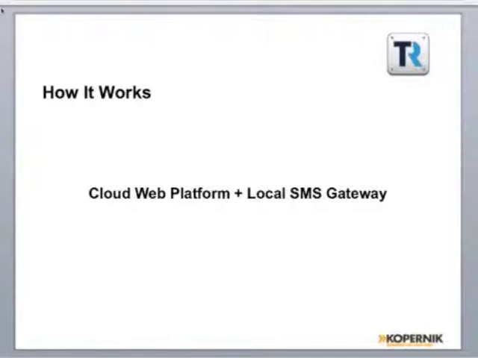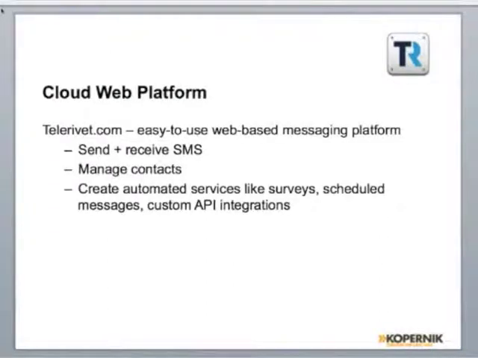Now, just a very brief introduction to how the technology works. There are two main components of the technology. One is the cloud-based web platform, which you've already seen the screenshots of. And the second half is the local SMS gateway. The cloud web platform, on the next slide, basically lets you send and receive SMS, manage your contacts, and create automated services from any web browser. But then the other part of the technology is the local SMS gateway. On the next slide.